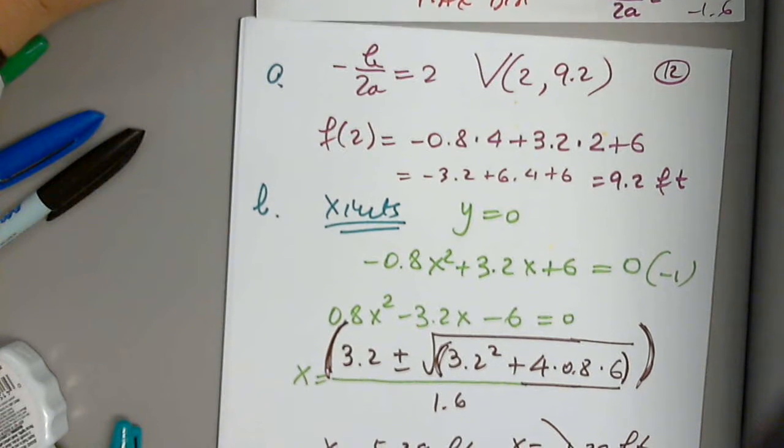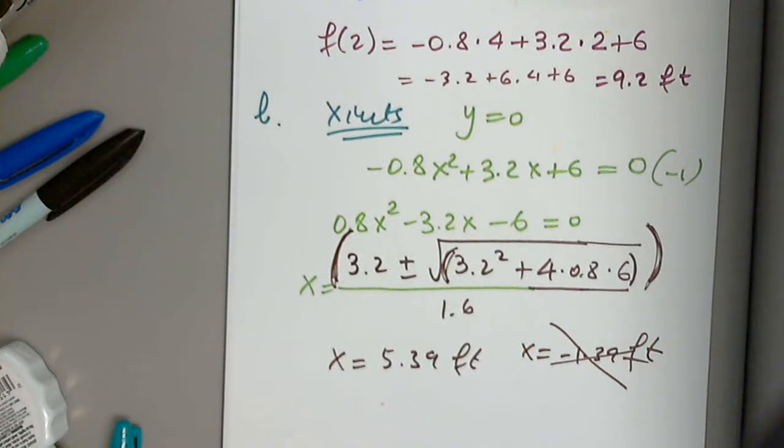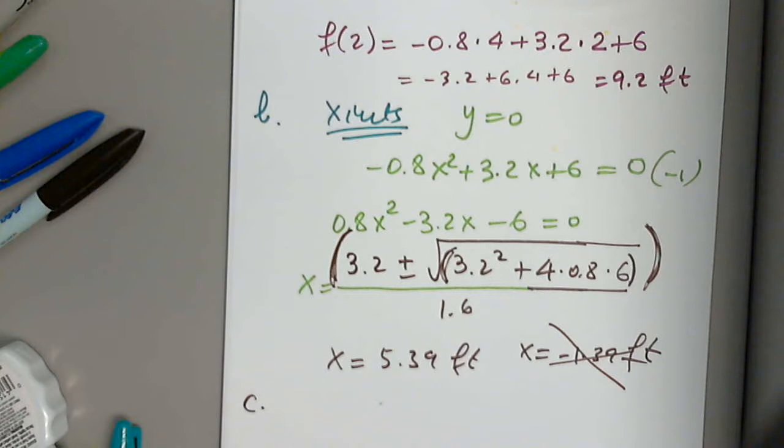Any questions? Is this okay? So that's how we got the x-intercept, by setting y equal to 0. Is that okay, everyone?